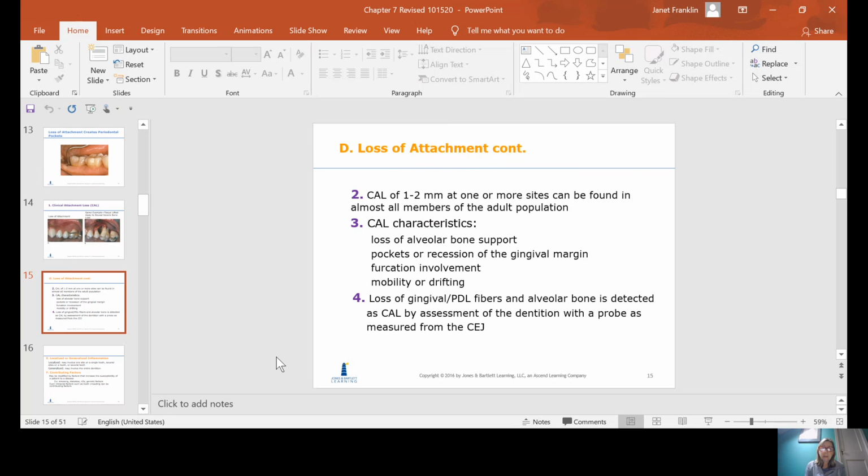And then the loss of the gingival periodontal ligament fibers and alveolar bone is detected as clinical attachment loss by assessment of the dentition with a probe as measured from the CEJ. So we're going to go into how exactly you calculate the clinical attachment loss. The CEJ is used on most measurements as your base for measuring because it's a fixed point on the tooth. The gingival margin, the attachments of the tissue, the alveolar bone, all of that varies in height based on health or disease, but the CEJ stays the same place on the tooth throughout life.